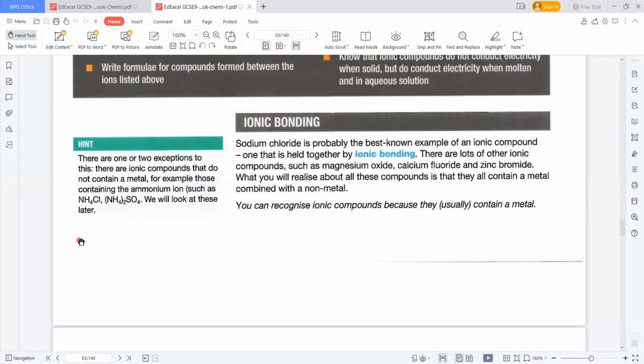Okay, now the next thing is that there are two exceptions to this scenario. There are two ionic compounds that do not contain a metal, for example, those containing the ammonium ion, which we will look at later. In that case, one of them will be more electronegative and accept electrons, and the other will act as the electropositive or least electronegative group. Their difference is so high that it makes one behave like a metal. Although it is not a metal, it is forced to behave like one due to the difference in their electronegativity.